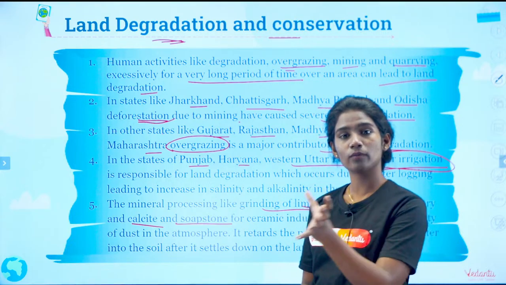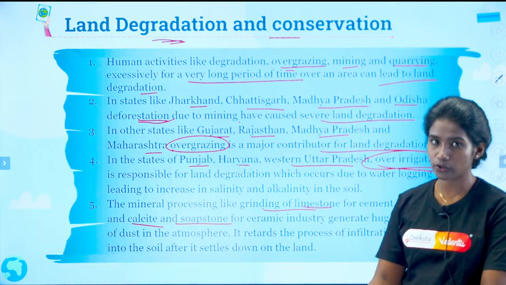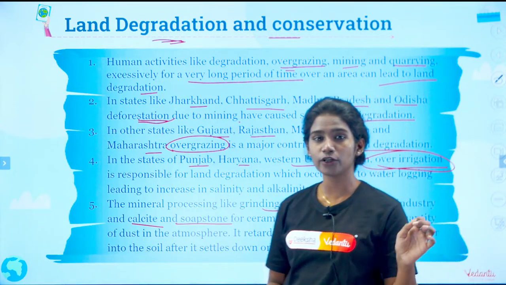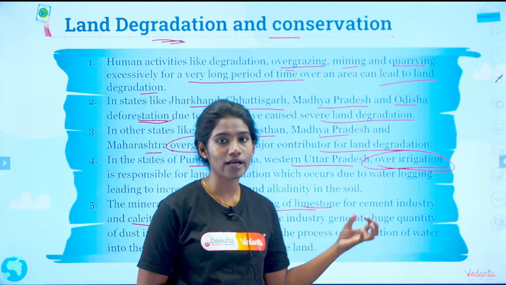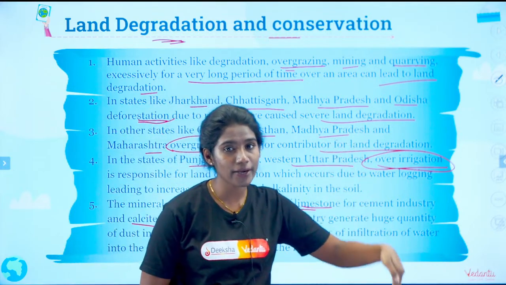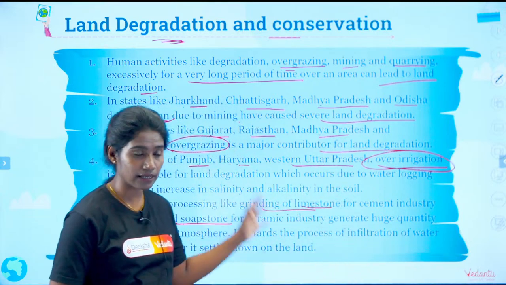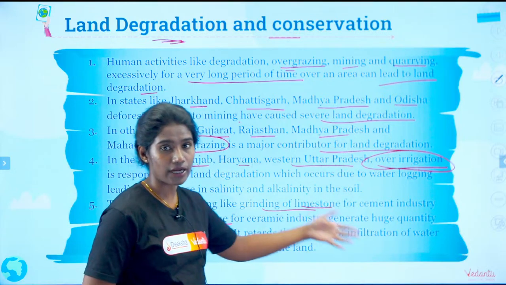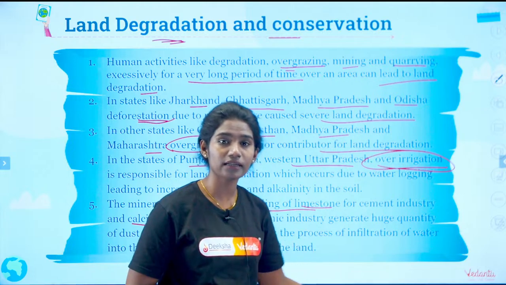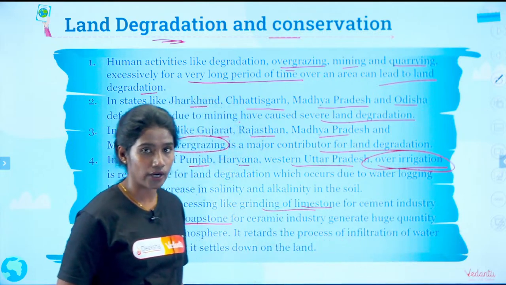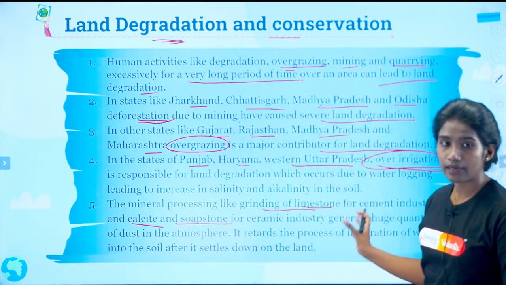because of which a lot of dust is released. When too much dust is released, it will affect the infiltration of water into the soil. Now, what is meant by infiltration of water? When water reaches the soil, the water molecules have to penetrate into the soil. But because of too many dust particles released from the cement industry and also the ceramic industry, those dust particles retard the infiltration of water into the soil. Because of all this, it is degrading our land.